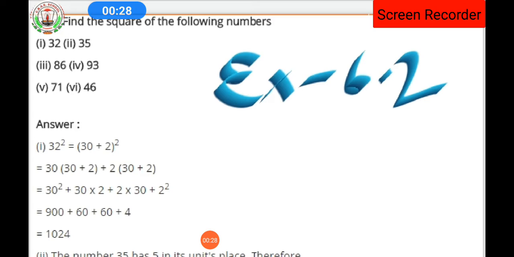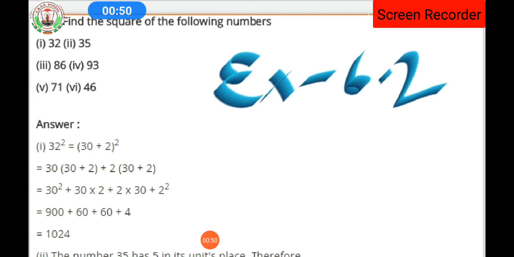So here in this exercise 6.2, the first question we are going to see is to find the square of the number. Then the second question is about the Pythagorean triplets. So first we will do the first question and then I will clear your doubt about Pythagorean triplets, so that we get a full revision of this exercise.